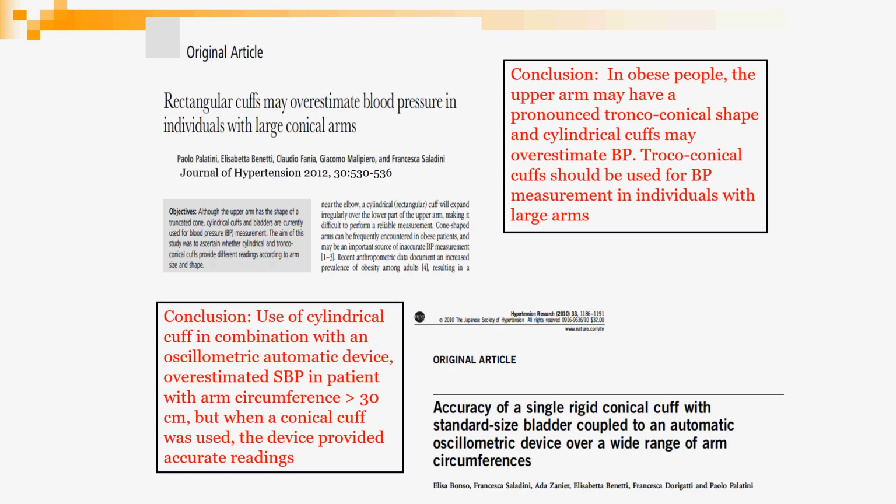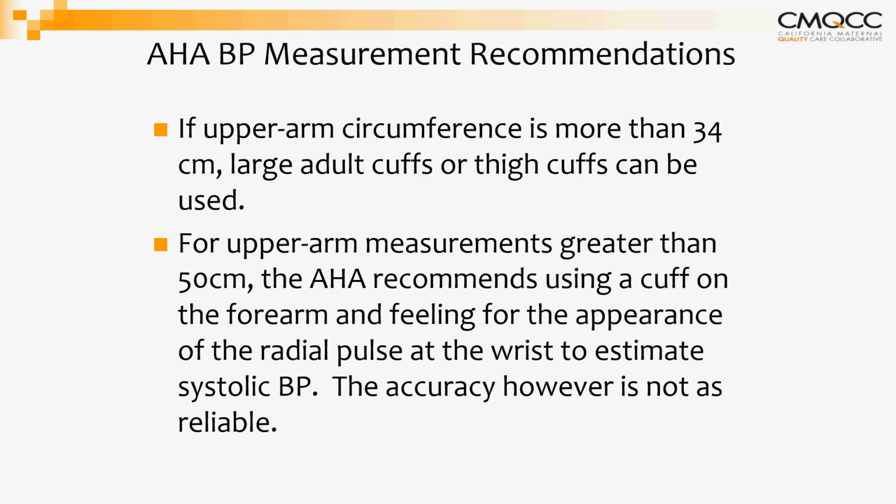Next slide. And these are just some articles that confirm what I've just mentioned. In obese people, the upper arm may have a pronounced troncoconical shape, and cylindrical cuffs may overestimate. Troncoconical cuffs should be used for blood pressure measurements in individuals with large arms. And in a couple of slides, I'll have some graphics to show you what that means. Next slide.